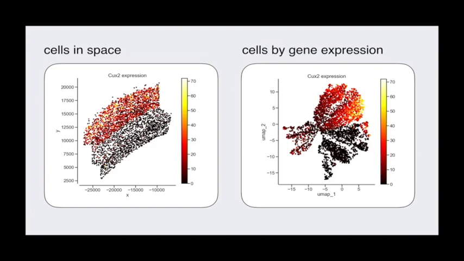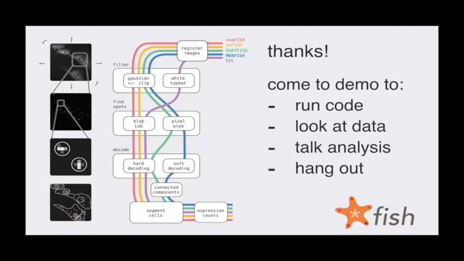And then here's another way of looking at it. We're looking at the expression levels of a gene, CUX2, which is a marker for layers 2, 3, and 4. And we can see it's indeed highly expressed in layers 2, 3, and 4. Also over here, these are the areas of that UMAP plot that correspond to those layers. So it's a fully worked example of taking raw data and getting out some biological analysis using the starfish package.